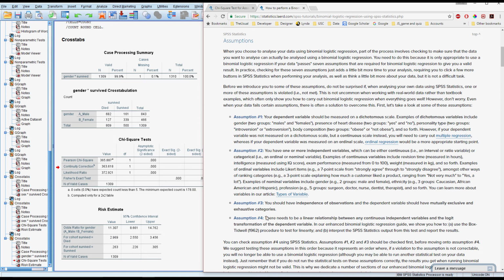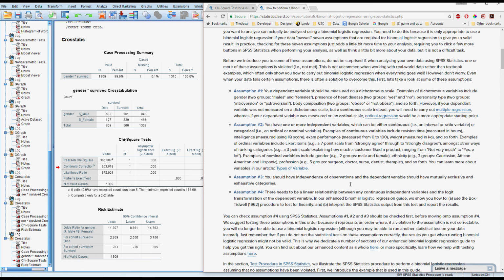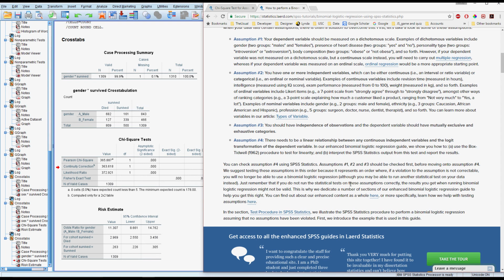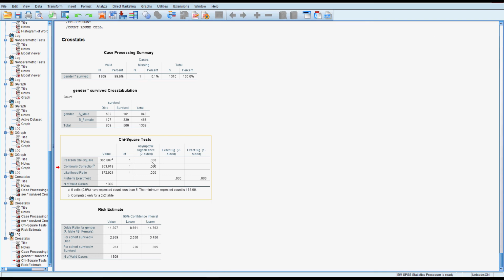I'm not going to look at these other assumptions because I'm just doing a first dip into logistic regression. If you want to go on to further stats, there's a lot more that you can look at, especially in interpreting the output and looking at your sensitivity and specificity if you're trying to make some kind of predictive model. So here I've got the chi-square test, and we're looking to see if we can get this same output for logistic regression.